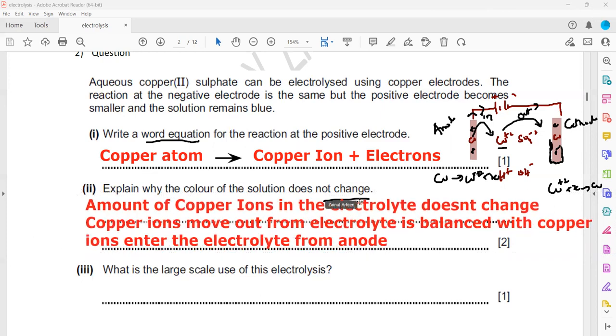And what is the large scale use of this electrolysis? We can use this electrolysis for purification of copper. If you want to purify the copper, we can have an anode made up of impure copper. So refining of copper or extracting the copper. If you want to extract the copper, we can use this technique, or if we want to purify or refine the copper, we can also use this technique.